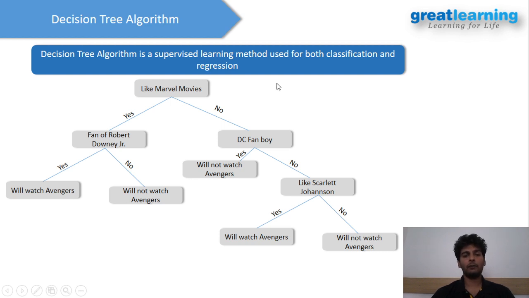Let's say I have this very simple question: I want to know whether I can watch the movie Avengers or not. For this, I have a set of decisions to make. What you have is basically a tree-like structure, and this tree-like structure is the decision tree. We'll start off with the first condition, which is whether I like Marvel movies or not. If I like Marvel movies, I'll come onto the left side, so it is yes. Then I'll check the second condition, which is if I am a fan of Robert Downey Jr. If I am, I will definitely watch Avengers. But if I don't like Robert Downey Jr., then I will not watch Avengers.